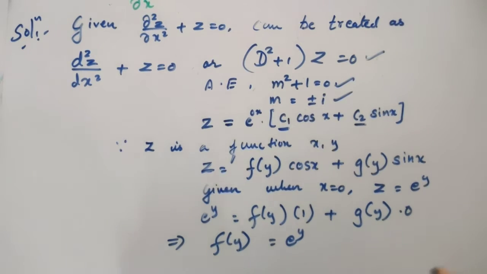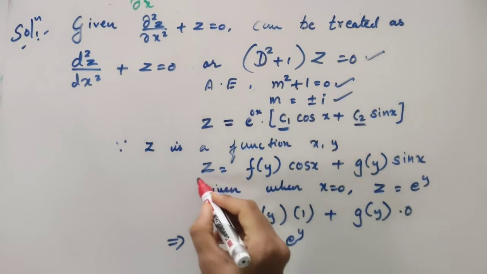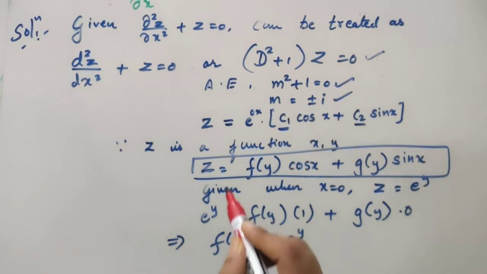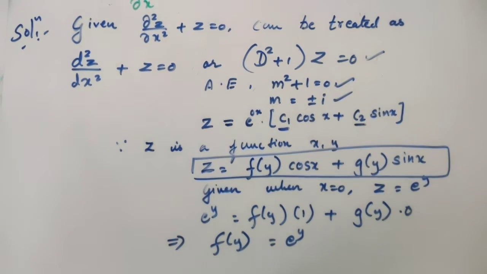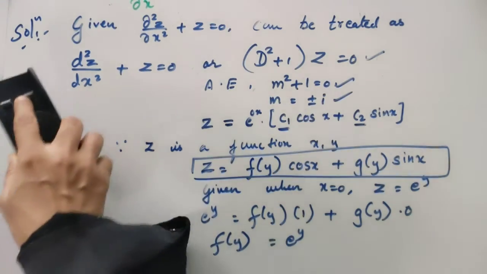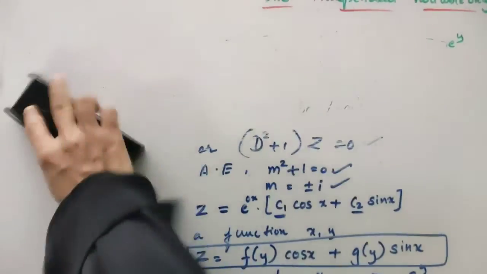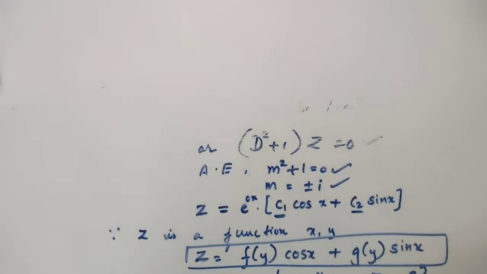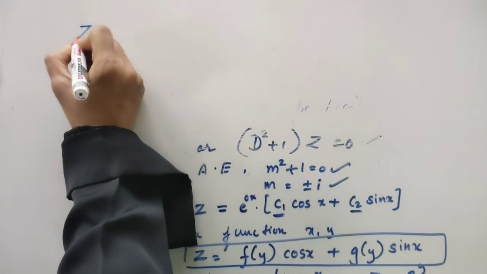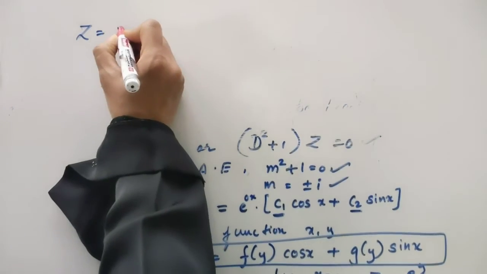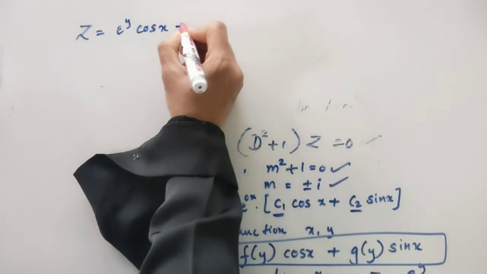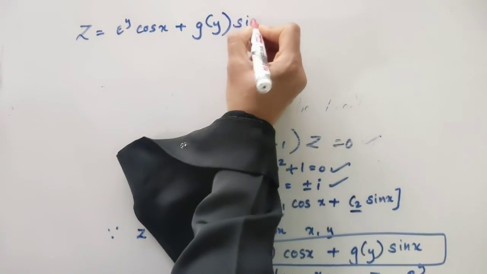Now we'll substitute the value of f of y in our z. This is the solution which we have got, in which we have to find the values of f of y and g of y. So we have to substitute the value of f of y in this solution. So let's do that here. You will get z is equal to f of y, which is e to the power y cos x plus g of y sin x. This is what you get.